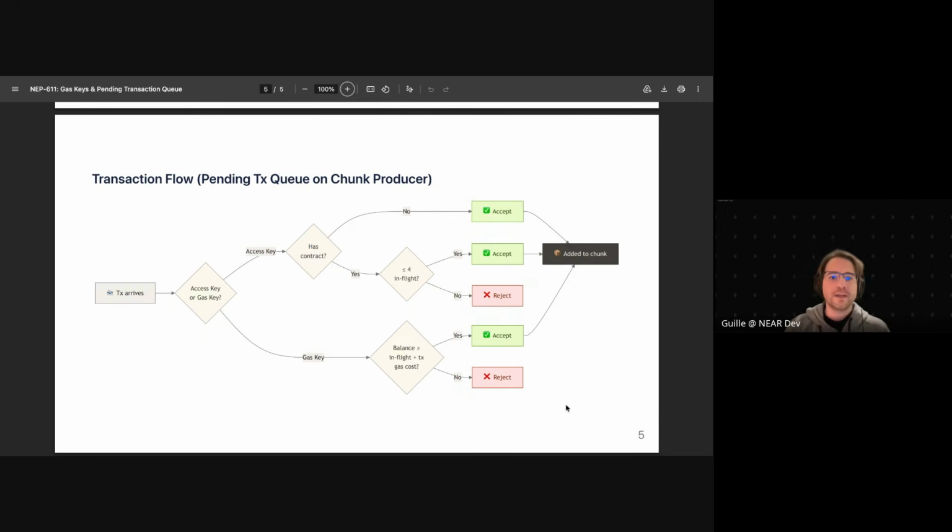Perfect. Thank you so much. And actually, this diagram is very nice. I think I have not seen it on the NEP, so it might be a good idea to actually add it. So later, if you want, either you add it or share it with any of us, and we can do it.